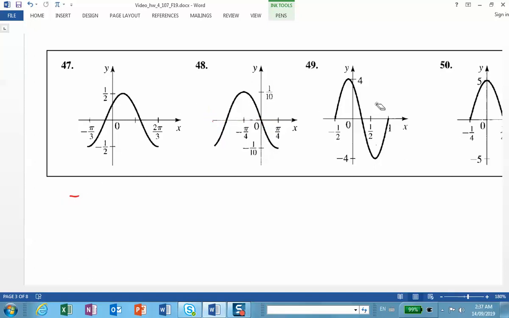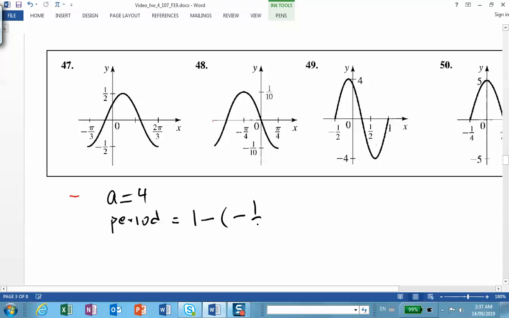Okay, we are doing 49. Obviously, A is equal to 4. Period. If you look at that, period is 1 minus minus 1/2. This is 3 over 2. That's a no-brainer. You can see that. The period is 3 over 2. And because this is 2 pi over k, it tells you what k is. k is equal to 4 pi over 3.